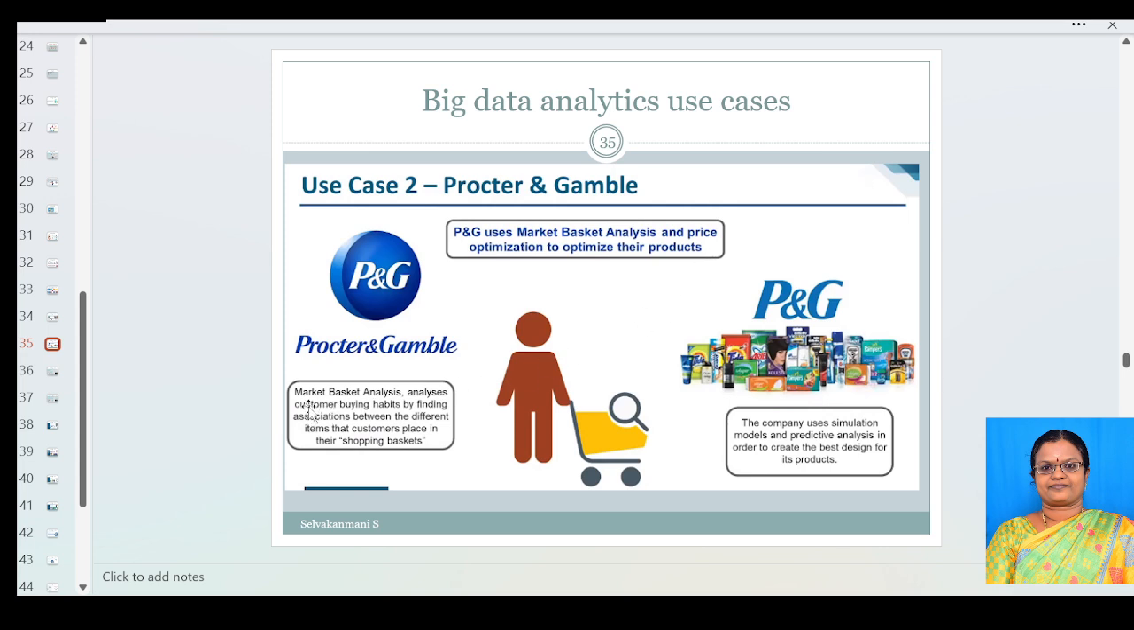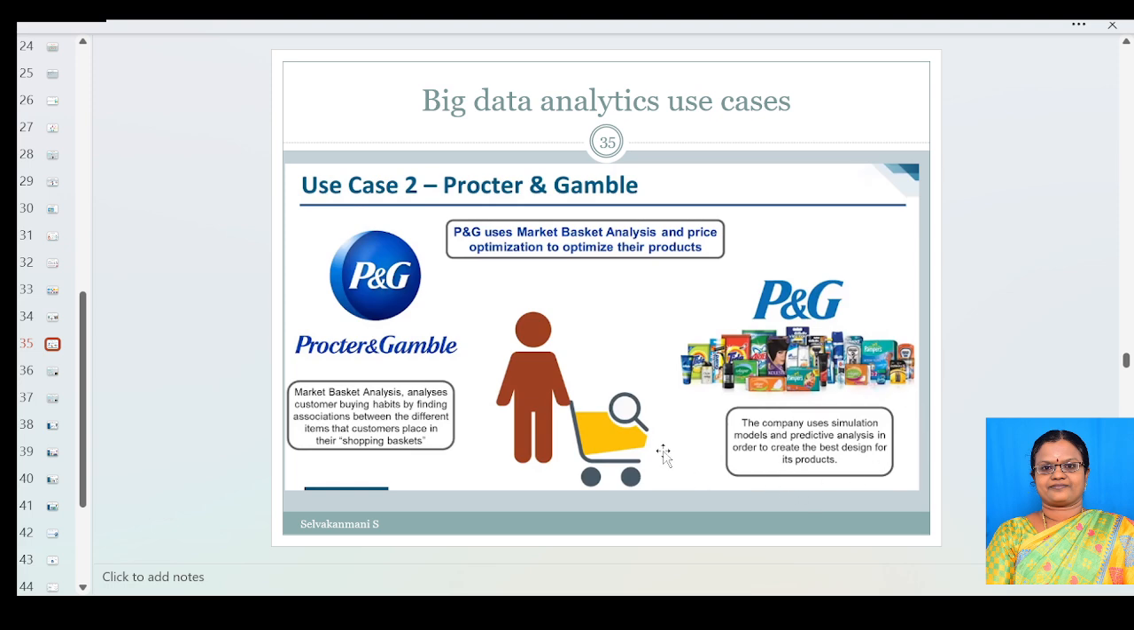So what is this market basket analysis? It analyzes the customer buying habits by finding the association between the different items that customers place in their shopping baskets. So by using this big data analytics, the company uses simulation models and predictive analysis in order to create the best design for its products.